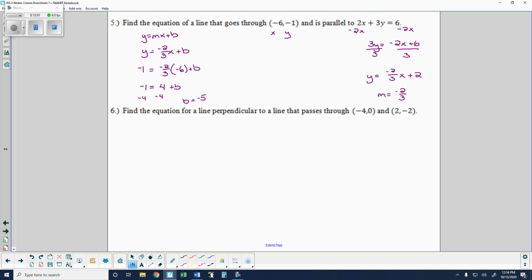So now my full equation for the line is going to have the same slope as the original line that they gave me, but it's going to have a different y-intercept because it's going to have to go through the point negative 6, negative 1.